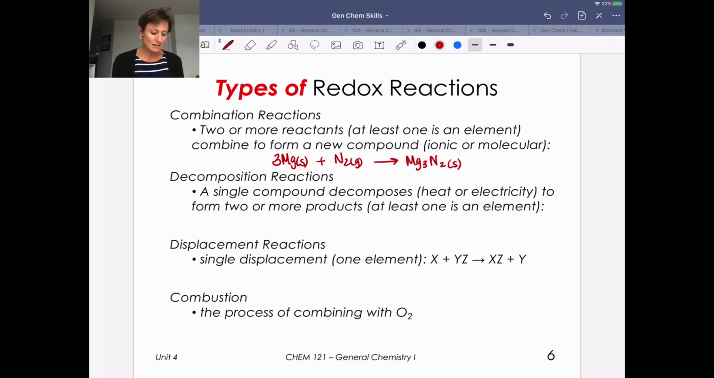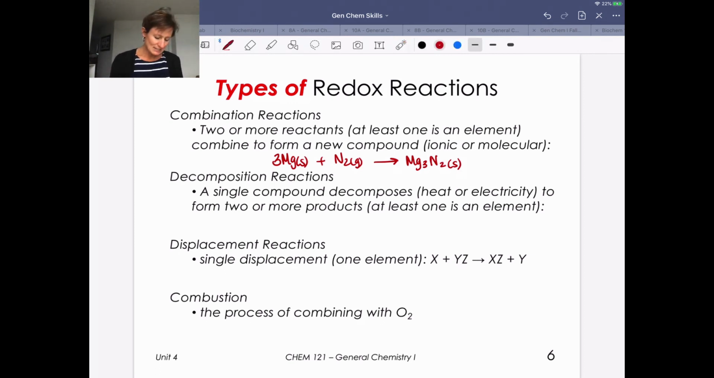Mg3N2, as a solid. In this case, both of the species happen to be things that were in their elemental form. Just running really briefly through, right? Oxidation numbers of 0 on both of those guys, and then it's going to be +2 and -3 for those species in that ionic compound. So absolutely see that we're changing oxidation number.